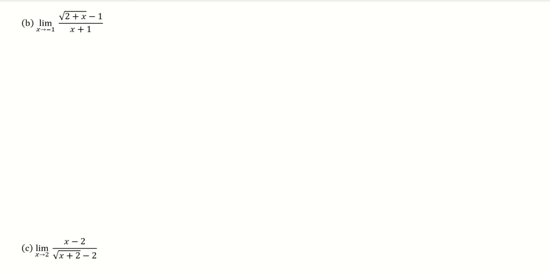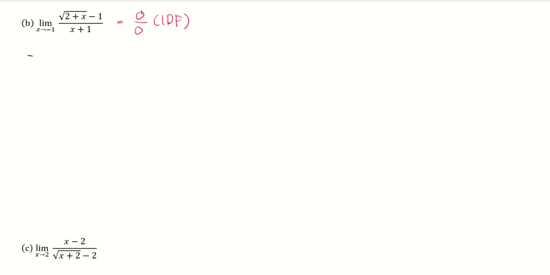Okay, example 3b. Limit of x approaches -1 for the function (square root of 2 plus x minus 1) over (x plus 1). For this question, if we substitute the limit directly, which is -1, we get 0 over 0, which is an indeterminate form. So that means we cannot substitute yet. We need to multiply by the conjugate.